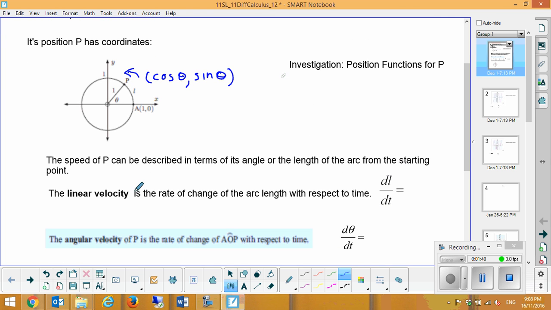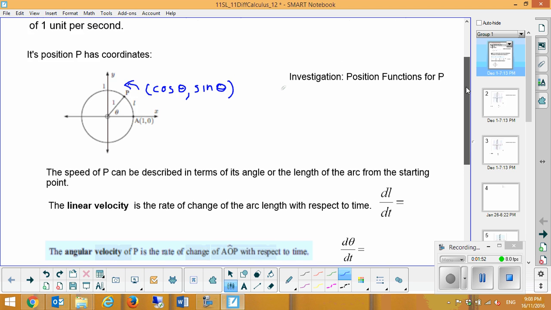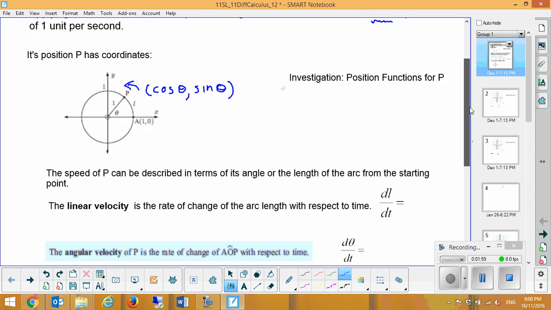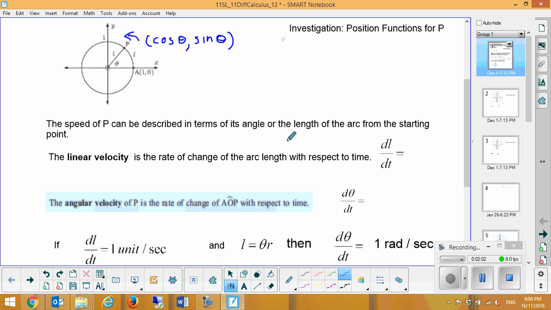So if we look at the speed of P, that can be described in terms of its angle or the length of the arc from the starting point. Our point was going around at 1 unit per second as a linear speed. So we can say that the linear velocity of the point is the rate of change of the arc length with respect to time, dl dt.